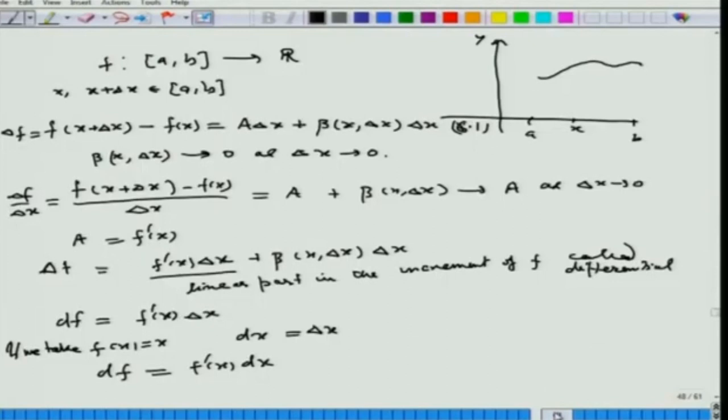Welcome viewers to the NPTEL lecture series on the calculus of variations. This is the 7th lecture of the series. In the last lecture, we introduced fundamental concepts of the variations and related topics. We started with the concept of variation of a function f defined from the interval a to b to R, and we defined the concept of differential of this function.